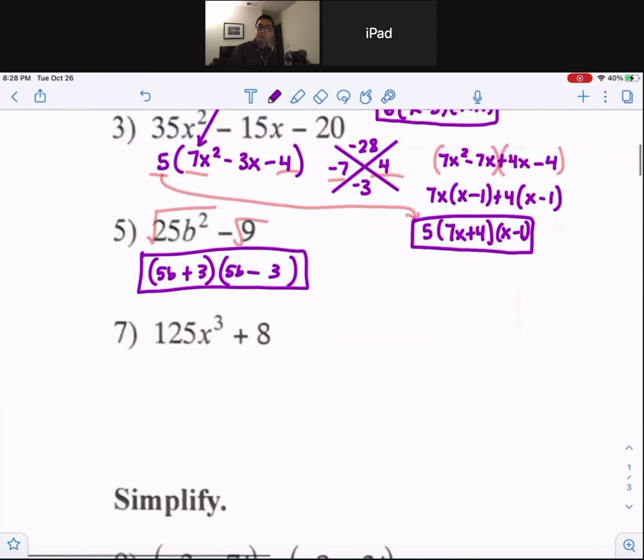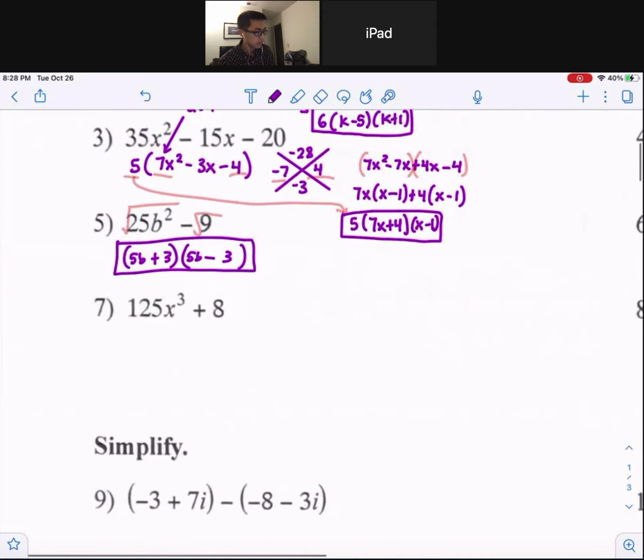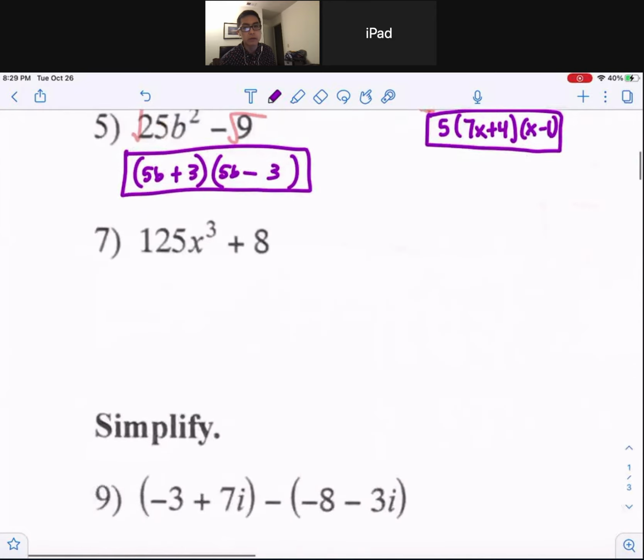Number 7. This is a sum and difference of cubes. This is cube rootable, meaning something times itself 3 times gives those numbers. So here is this formula.